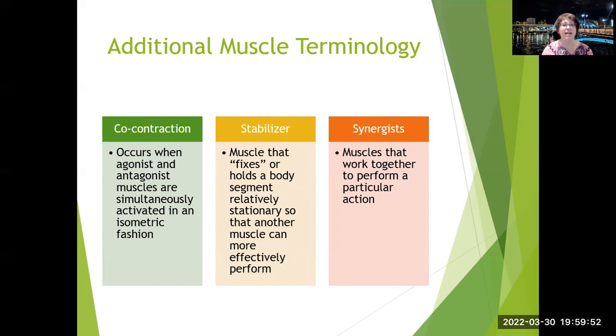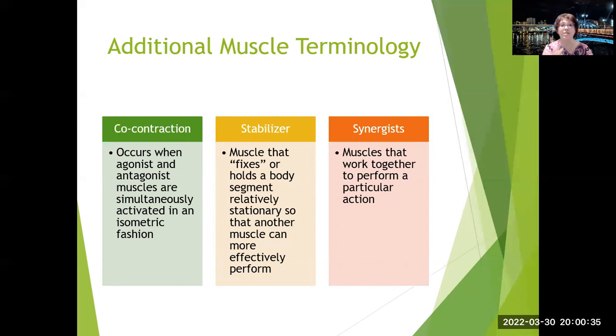So co-contraction occurs when agonist and antagonist muscles are simultaneously activated in an isometric fashion. The example that I use for this is you're standing on a moving bus because you were nice and gave up your seat to somebody else. Your knee extensors and knee flexors and a lot of other muscles have to contract to keep you from falling down. So you're trying to stabilize by contracting the agonist and the antagonist simultaneously, isometrically.